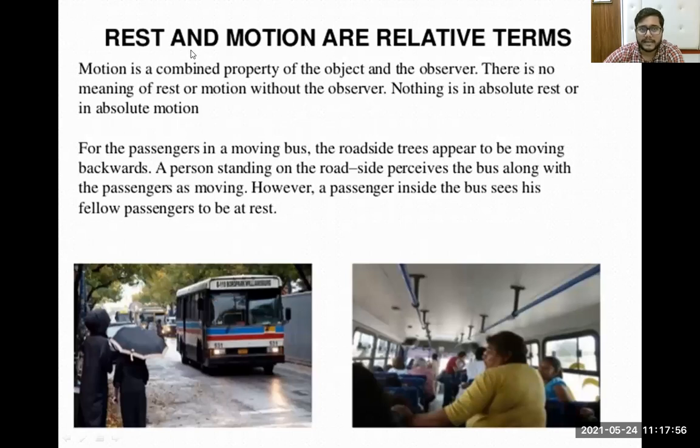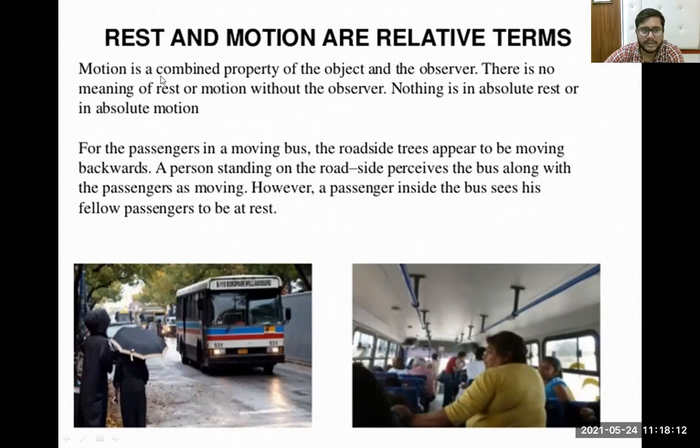Now, rest and motion are relative terms. It means if someone is moving, then with respect to some surroundings it can be at rest, or it can be in motion also. You can see an example of a bus.